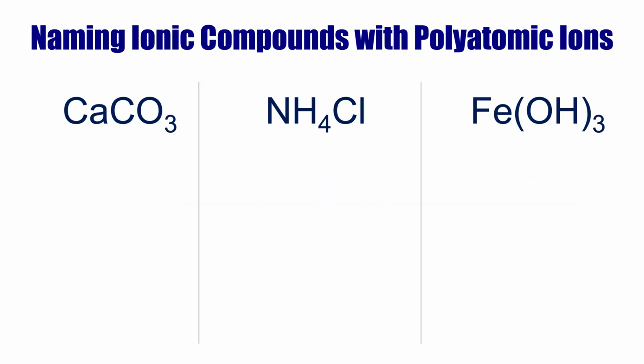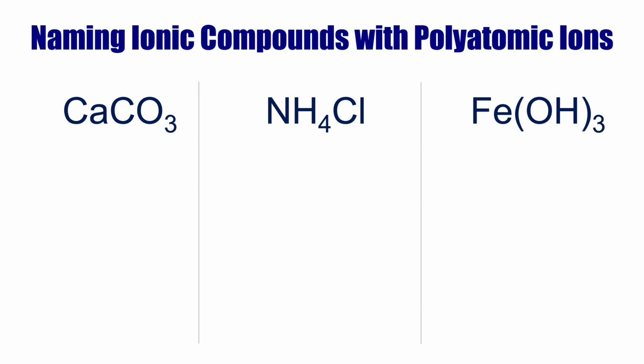So let's look at some examples. This first one, CaCO3. This is an ionic compound that's made up of a metal and a polyatomic ion. The metal is calcium, so calcium's name is going to stay the same. Calcium always forms an ion with a charge of +2. So I don't need to put a Roman numeral in parentheses next to calcium's name in the name for this compound.